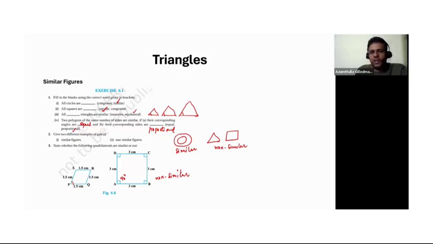Hope now you understand the difference between similar and non-similar and also congruent, right? So let's just write here. Congruent means same shape and size. If you have the same shape and size, then we'll say congruent figures. Similar means same shape and different sizes. Those are similar figures. Non-similar means different shapes and different sizes.